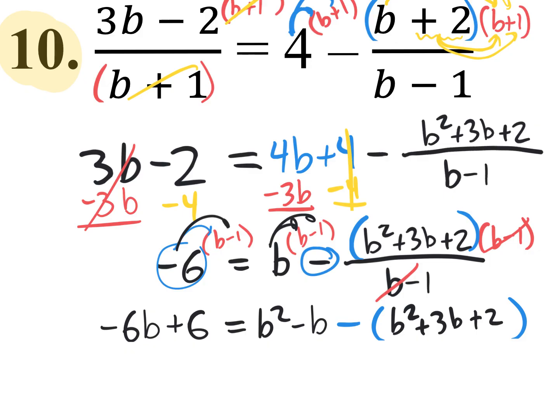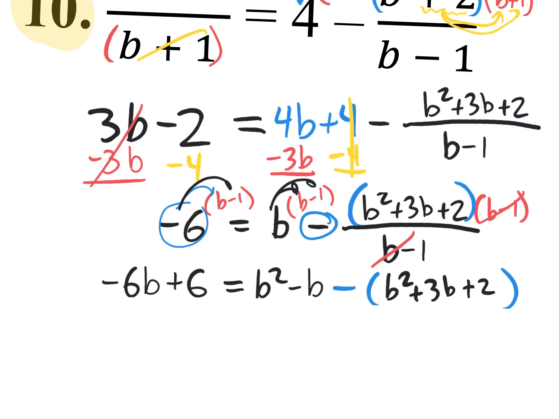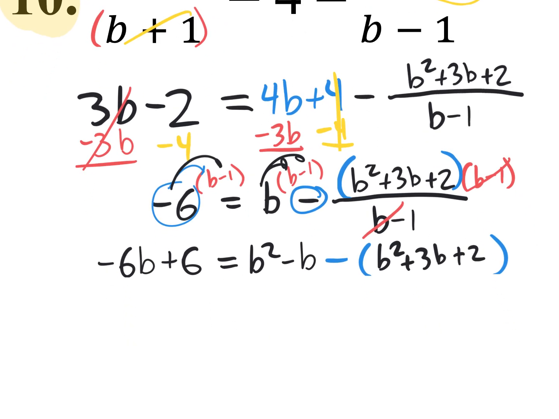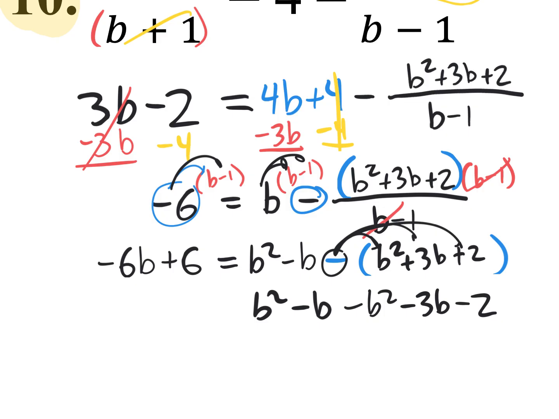You got to distribute the minus sign into each term. So that's what we're going to do right here. We're going to distribute that minus sign. The minus in front of the b squared is a minus b squared. The minus in front of the 3b, that's a minus 3b. The minus in front of the 2 is a minus 2. Then you bring down the b squared and the minus b.